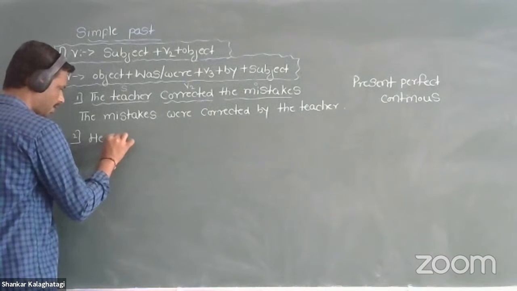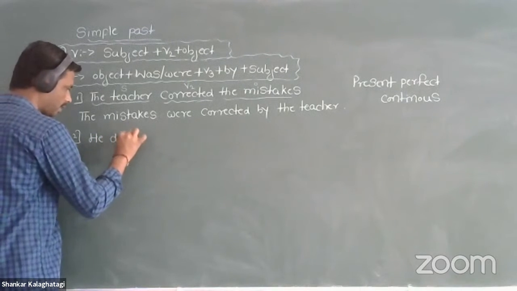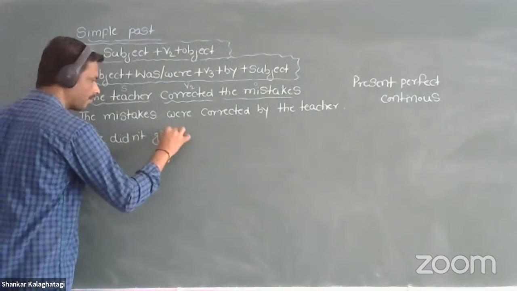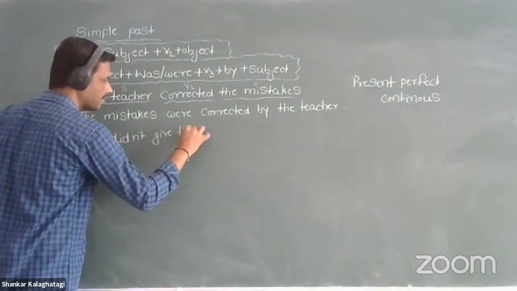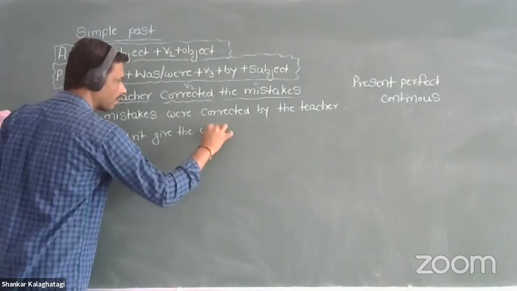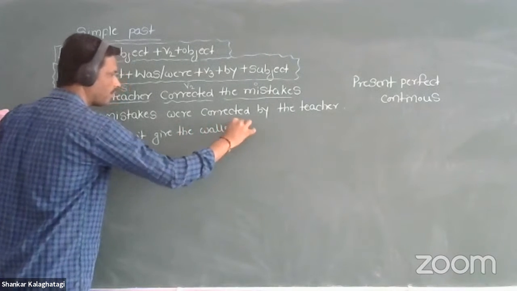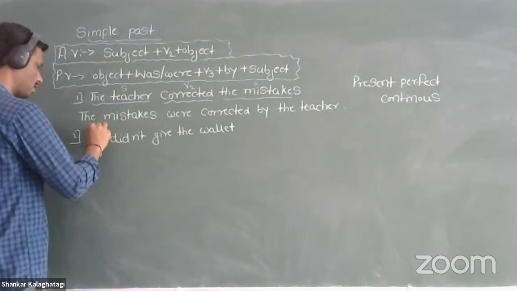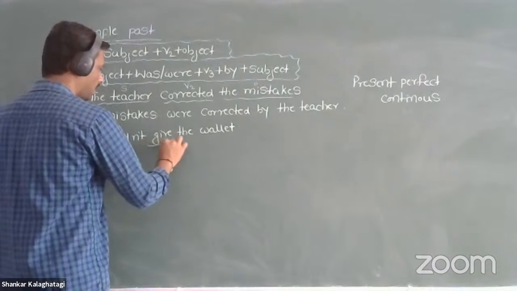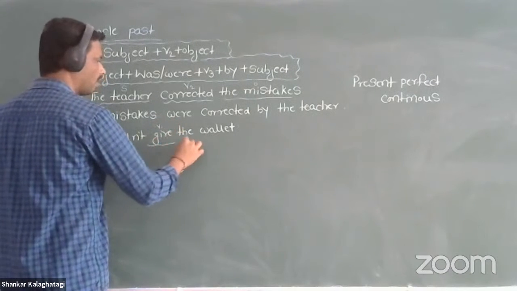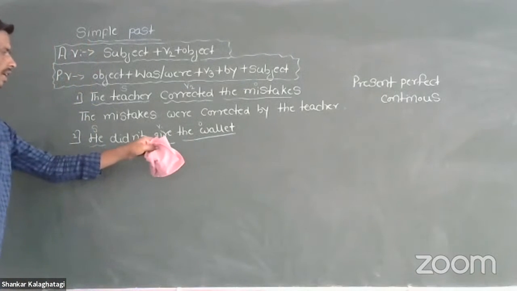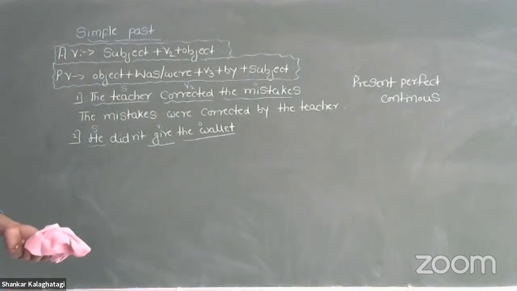He didn't give the wallet. Watch it very carefully. See, this is he, that is the subject. Now give is the V1. Okay, the wallet is the object. So when we are having V1 here, then how is it a past tense?